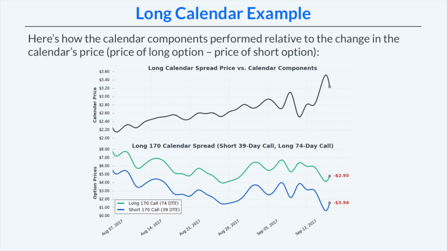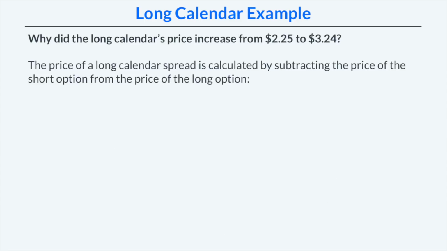So in this example, the short 170 call that initially had 39 days to expiration lost $3.94 of value over the time period, while the long 170 call with 74 days to expiration at entry lost $2.95. So since that short option lost more value than the long option, the calendar spread's price increased. Now I know that might not make total sense just yet, so just to be sure, let's go ahead and look at the math behind the calendar spread's price.